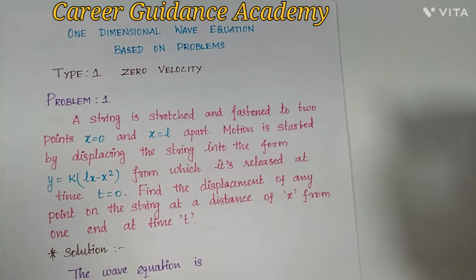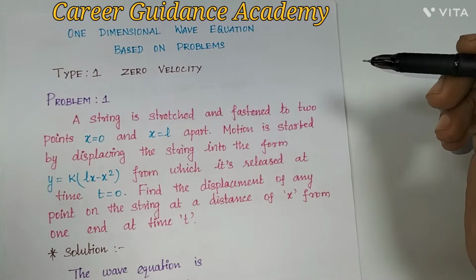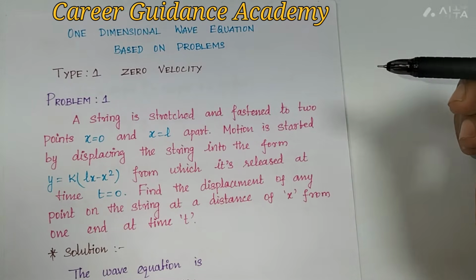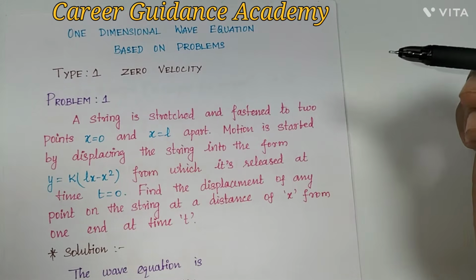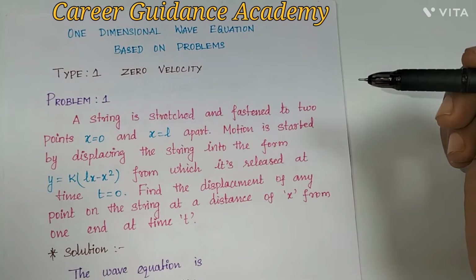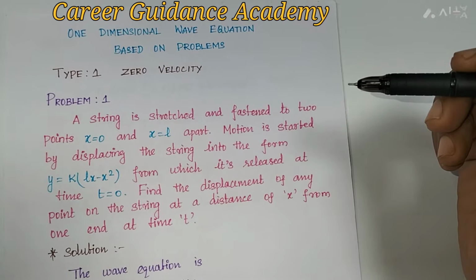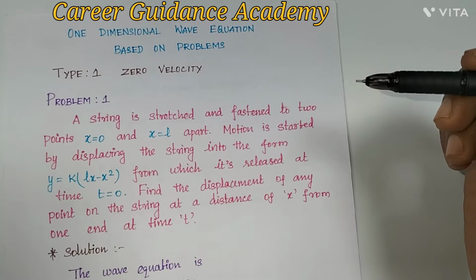So in the last two videos we saw only the working rule for how to solve zero velocity and non-zero velocity problems. We applied 4 steps. Based on that, in this video I'm going to start the problems in the one-dimensional wave equation. In this also we consider two parts. Part 1 will be type 1, zero velocity.